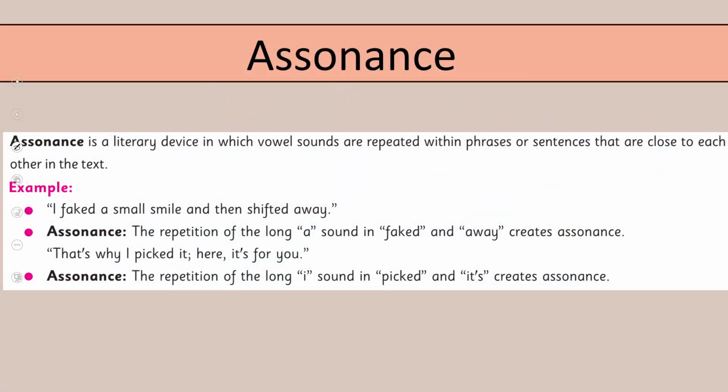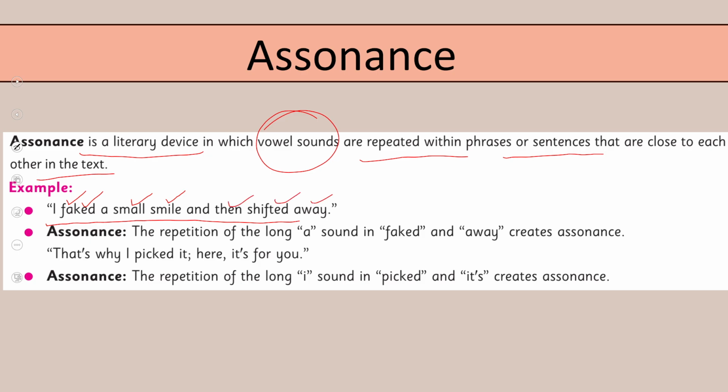First, it is a literary device in which vowel sounds are repeated in phrases or sentences that are close to each other in the text. For example, I faked a small smile and then shifted away. Can you find the vowel sound? Yes. Faked has a vowel sound, 2 sounds actually, small, smile, then shifted away. All of these words, even including the word I, have vowel sounds. In every word, we can find 1 or 2 vowel sounds. This is where we can say that the literary device of assonance is used.